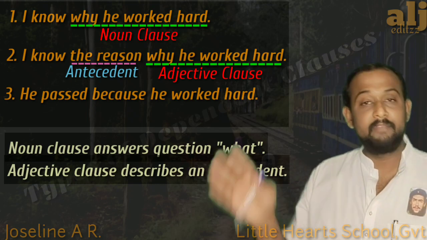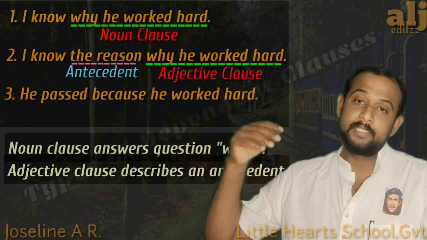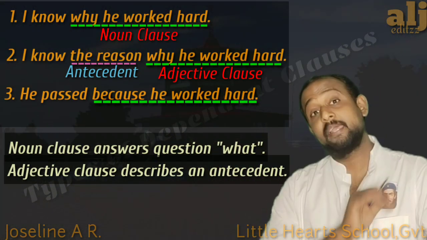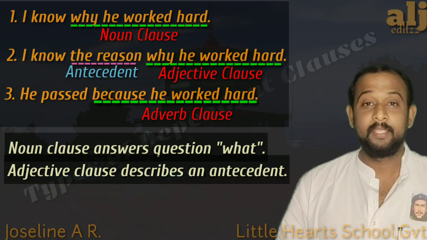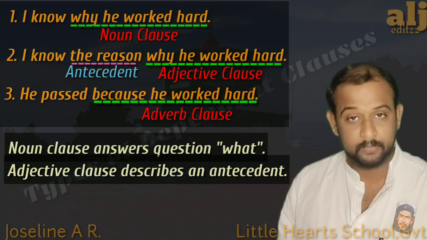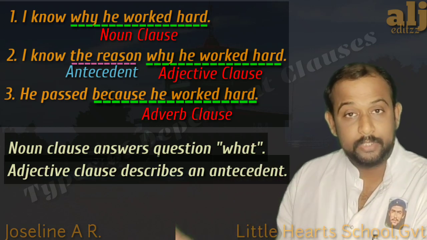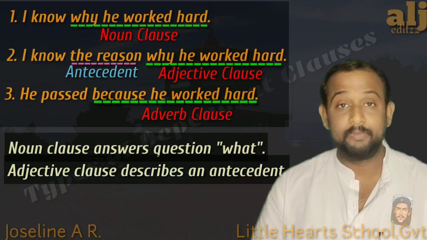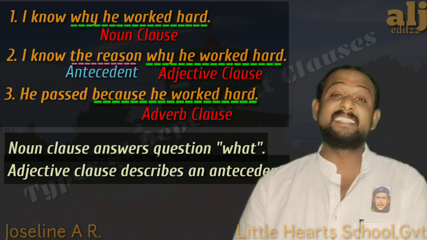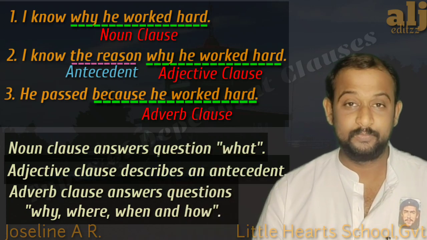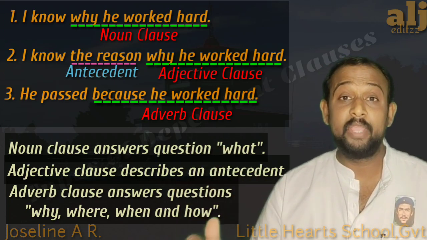See, he worked hard. Again we have he worked hard. But this is neither a noun clause nor an adjective clause. It is in fact an adverb clause. How to identify? See, a noun clause can be identified when the question is what. An adjective clause will always describe an antecedent, whereas an adverb clause answers the questions why, when, where and how.